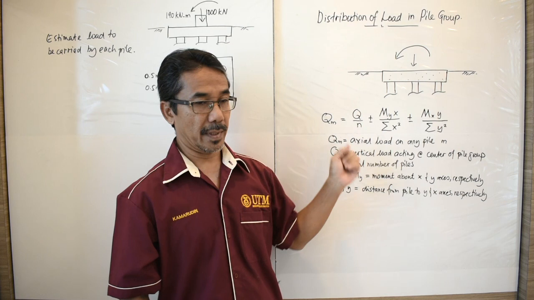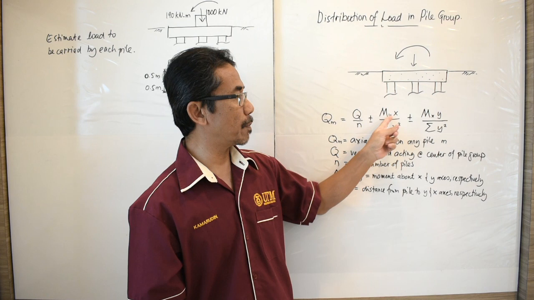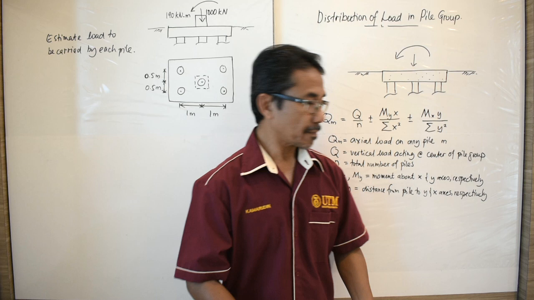And this equation is expressed as Q sub m equals Q divided by n plus minus M sub y multiplied by x divided by summation of x squared, plus minus M sub x multiplied by y divided by summation of y squared. Let's take a look at the definition of each item.